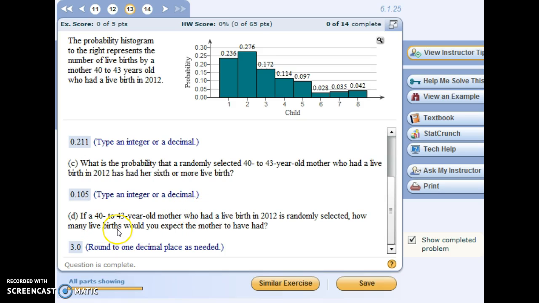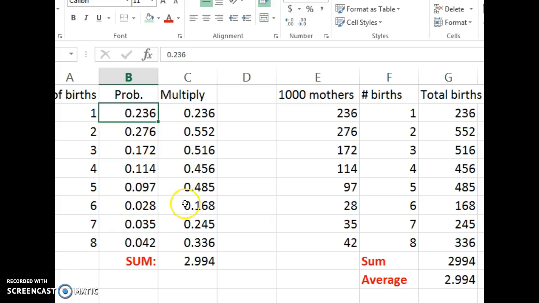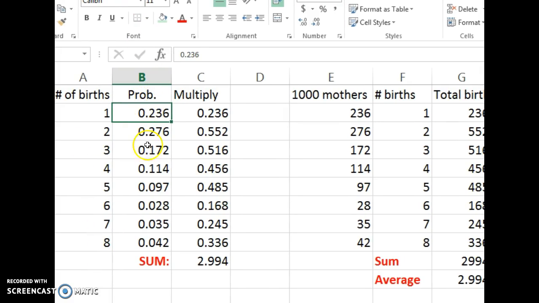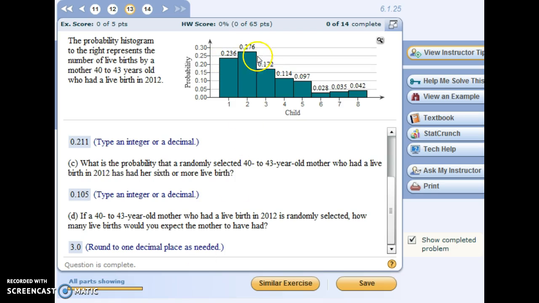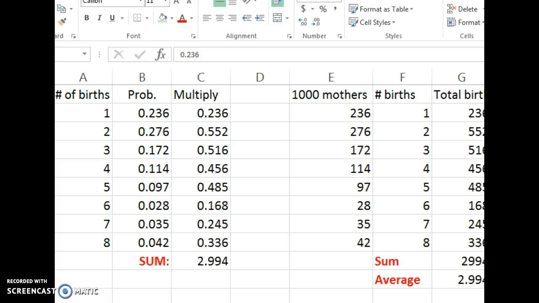How many live births would you expect a mother to have had? And so I copied all the information into Excel here. You could have either 1 through 8 live births, and then the probability of each of those outcomes is listed here, and I just had to manually enter that from this histogram. There was no button to easily copy and paste.